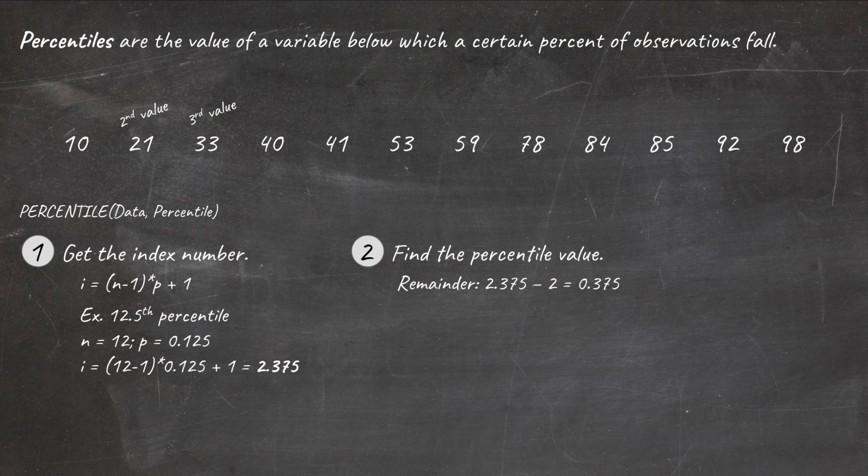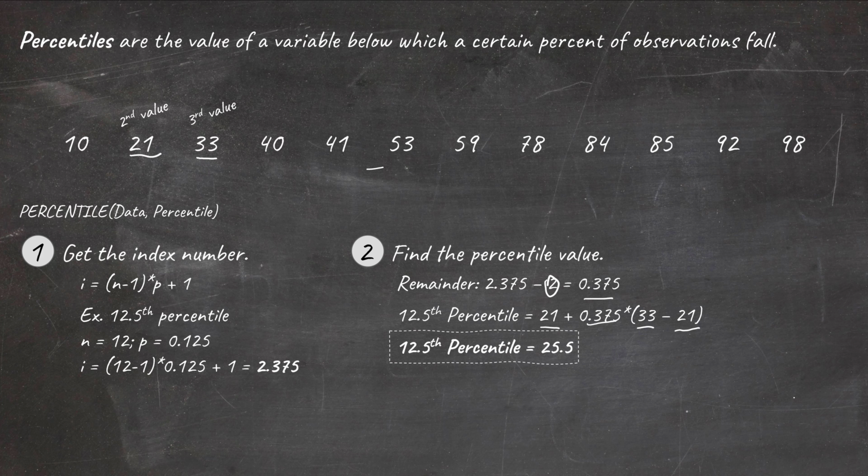So to find the percentile value, we take our remainder, our decimals, 0.375, and we multiply that by the difference between the third and second value and add that second value. So we take our second value, which we're getting from our 2.375, that's 21, and we add our remainder times the third value of 33 minus 21, and that gives us 25.5.